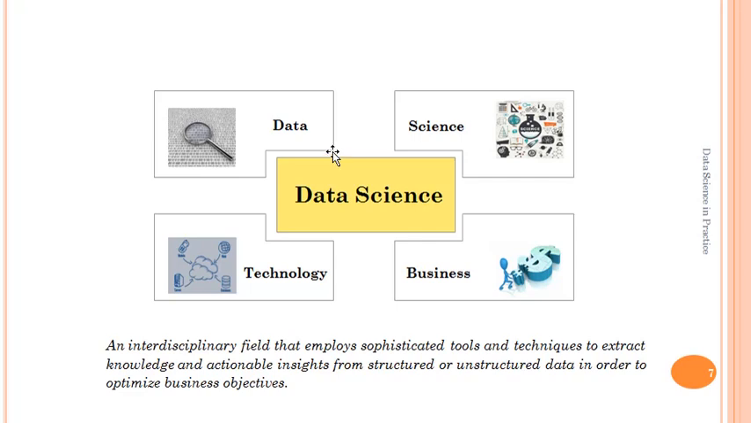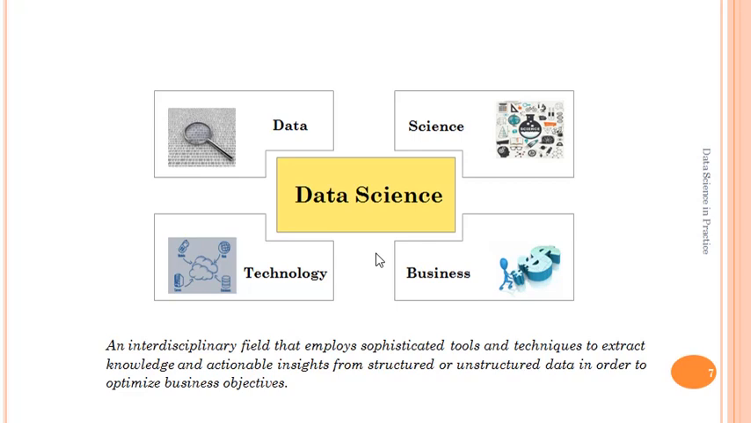And you can see that all these four different domains basically contribute in the field of data science. So data science is an interdisciplinary field that employs sophisticated tools and techniques to extract knowledge and actionable insights from structured or unstructured data in order to optimize business objectives, right? So we are talking here not only about structured data but also about unstructured data.